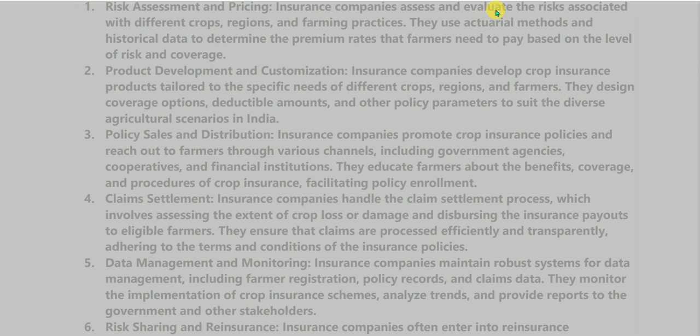1. Risk assessment and pricing. Insurance companies assess and evaluate the risks associated with different crops, regions, and farming practices. They use actuarial methods and historical data to determine the premium rates that farmers need to pay based on the level of risk and coverage.